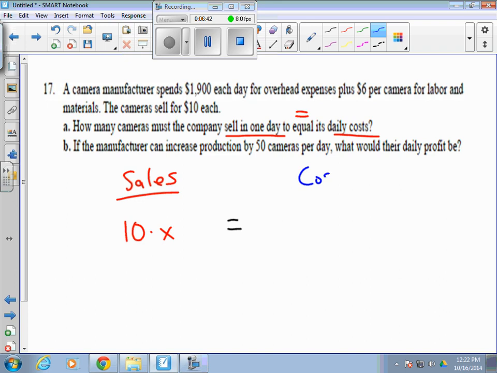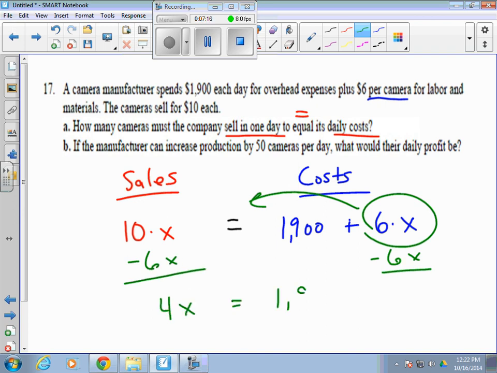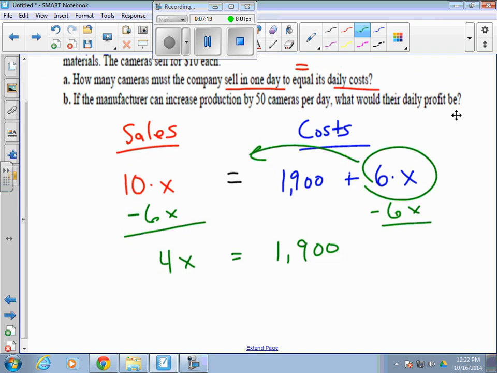His cost, on the other hand, is going to be $1,900 plus $6 per camera. So it says, when will the sales be equal to the cost? In order to solve for this one, move 6x over to the other side by subtracting 6x. You subtract it there, subtract it here, you're going to get 4x is equal to $1,900. And then get rid of 4 times something by dividing by 4.